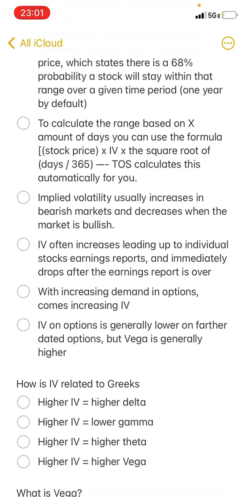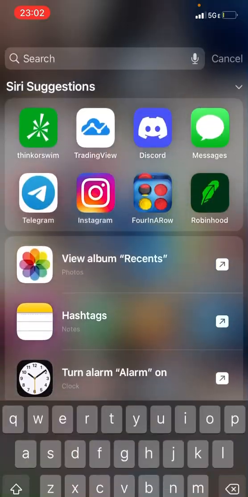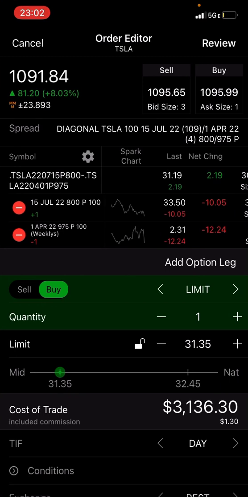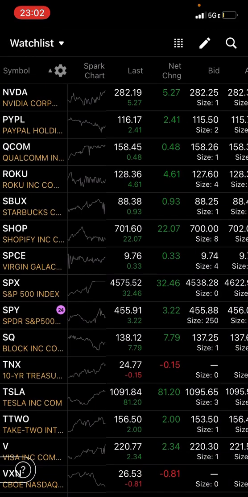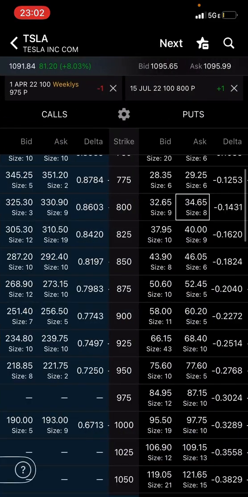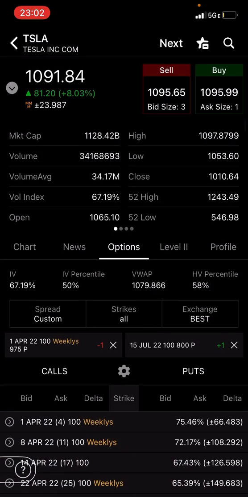I don't do this, but you can if you want. Thinkorswim, and I think most other platforms, will actually just calculate this for you. It's the expected move in Thinkorswim. In fact, let me see here. Okay, let's look at Tesla real quick.